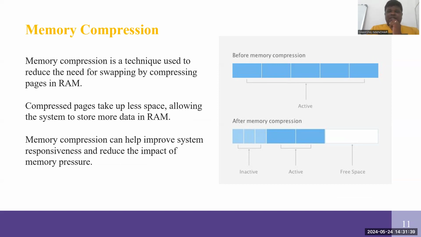Here in the diagram, as you can see, the data before memory compression is all active data. After memory compression, the data is sliced into inactive, active, and free space. So the inactive data is compressed and stored in one place, leaving active data and free space. So memory compression actually helps to optimize the RAM and to make the processing faster.